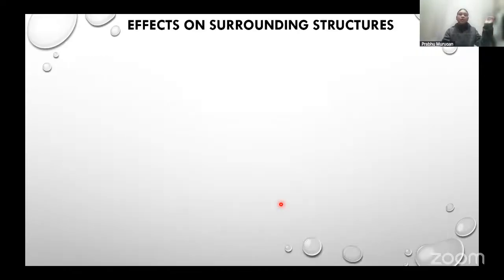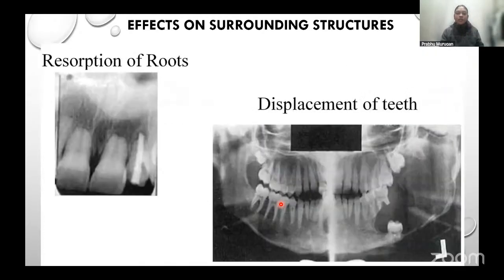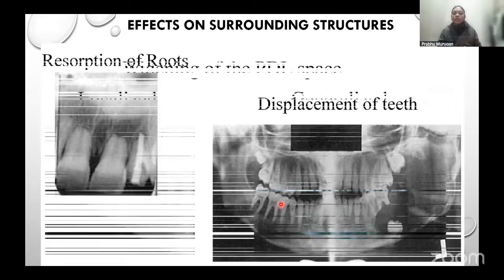Okay, so this is about the internal structures. The next one is the effect on the surrounding structures. Like I already told you, there can be resorption of the root, or it can cause displacement of the teeth, or it can displace the adjacent structures. It can displace the canal itself, your inferior alveolar canal itself. So these are the effects on the surrounding structures.